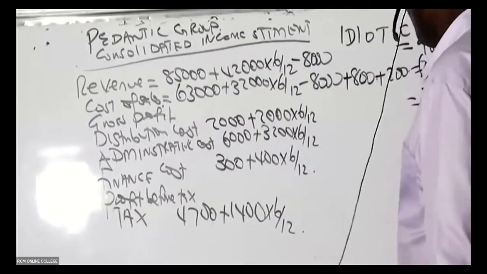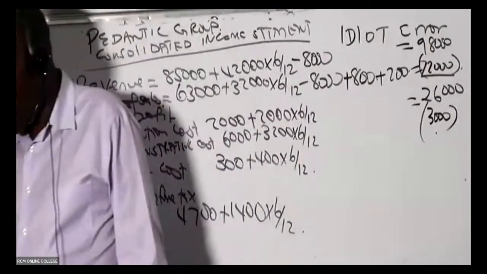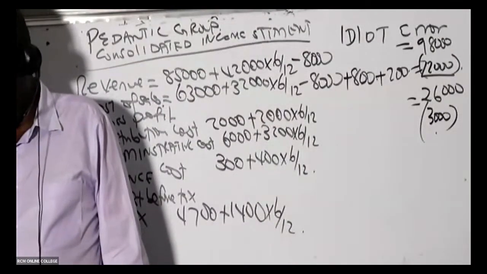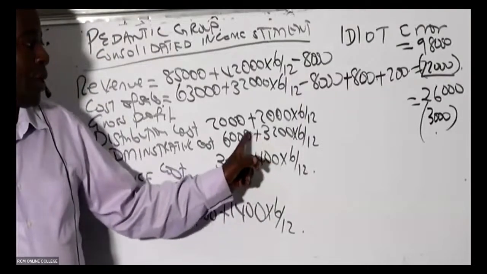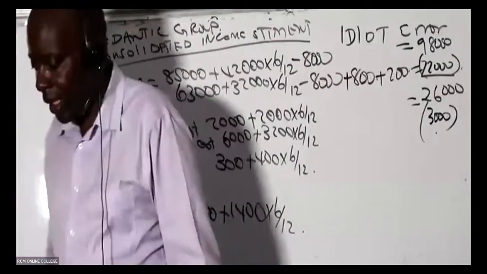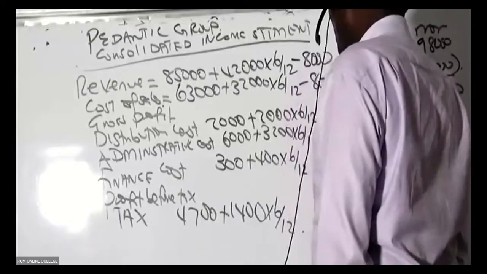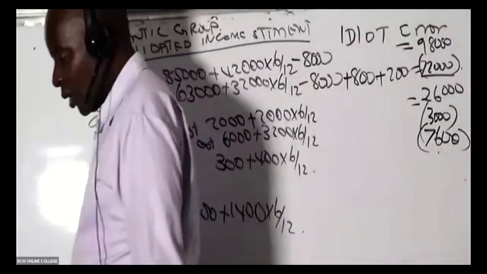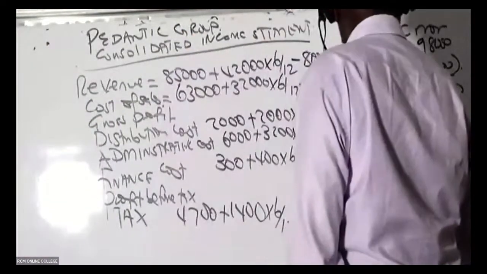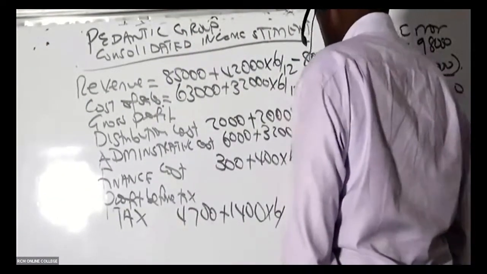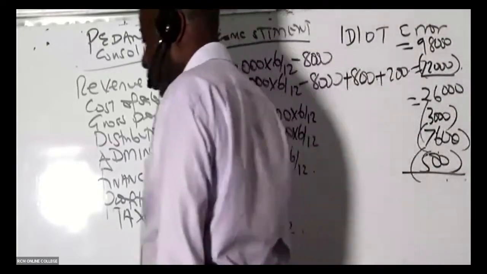Thank you so much. From there, ladies and gentlemen, we go to administrative cost. Administrative cost, I'm being told, is 7,600. See, this is 1,600, plus this, 7,600, yes. Finance cost is how much? 500. Finance cost is 500. And then we have profit before tax. Are you able to subtract 26,000 minus those three things?